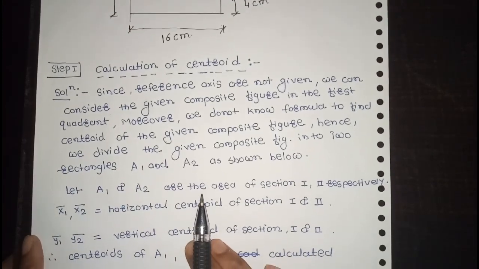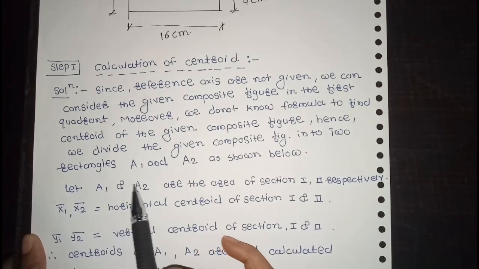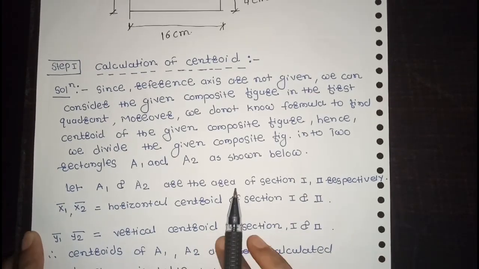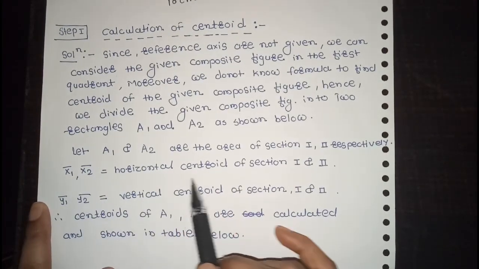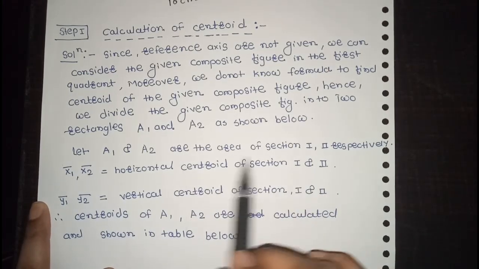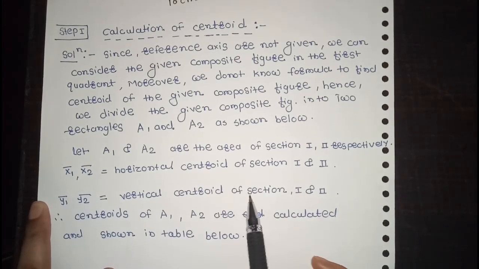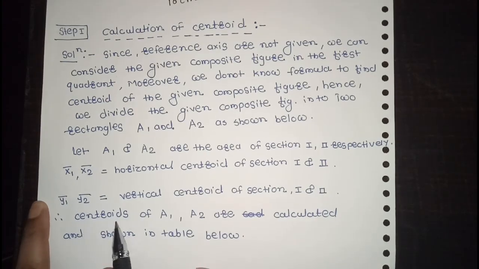Let A1 and A2 be the area of section first and second respectively. X1 bar and X2 bar is the horizontal centroidal distance of section first and second. Y1 bar and Y2 bar is the vertical centroidal distance of section first and second. Therefore, centroids of A1, A2 are calculated and shown in the table below.